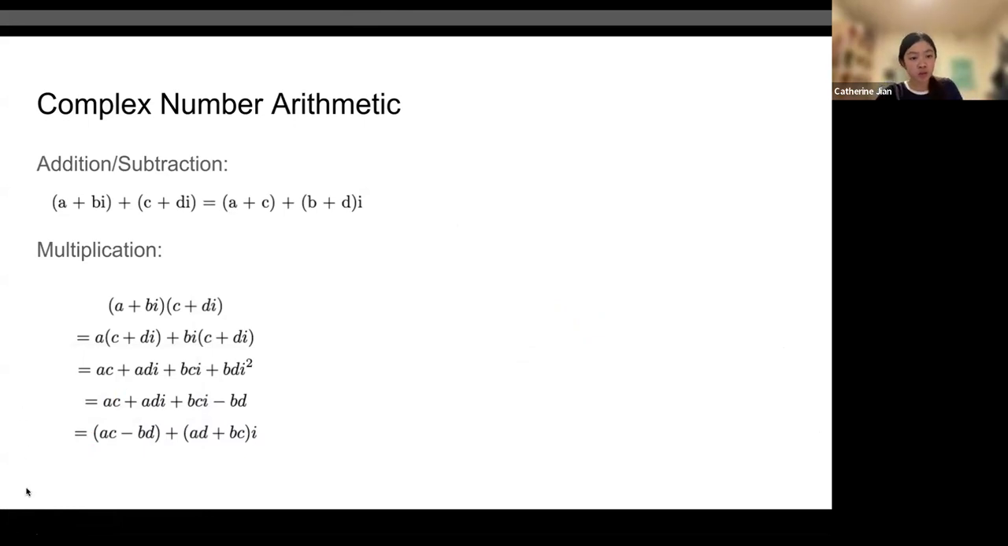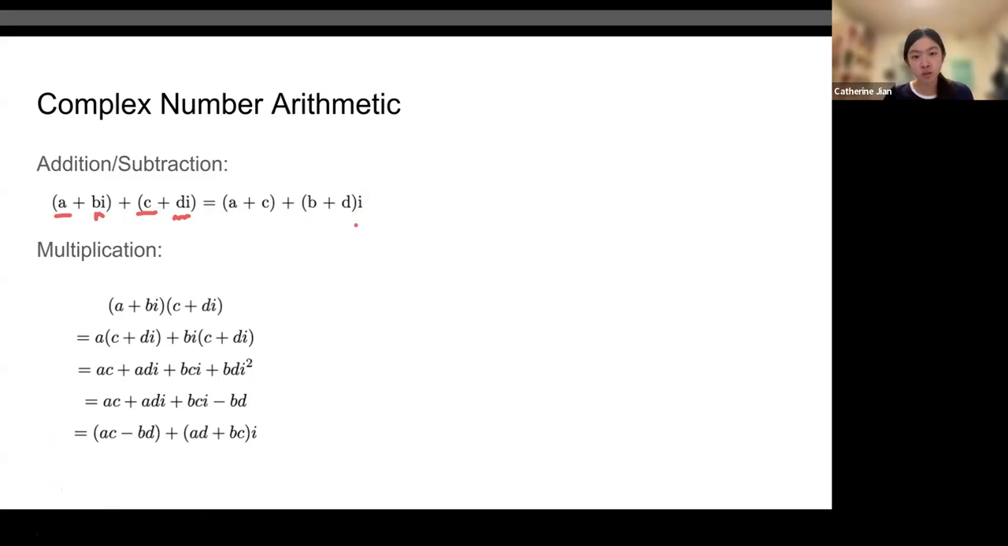Okay, so now we're going to be going over complex number arithmetic. This is pretty straightforward. It's kind of like what we always do with real numbers. For addition and subtraction, you just add and subtract the real and non-real parts separately. For example, we have a and c are the real parts, so we group those together into a plus c. And then we have b and d are the imaginary parts, so we group that together to b plus d.